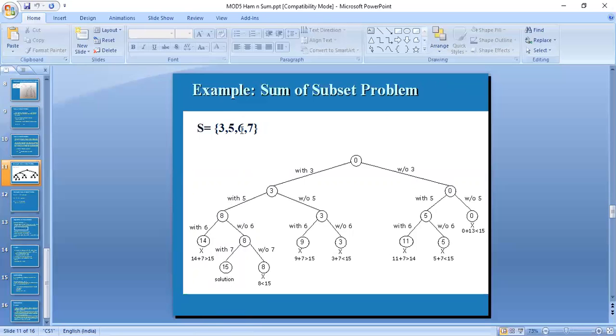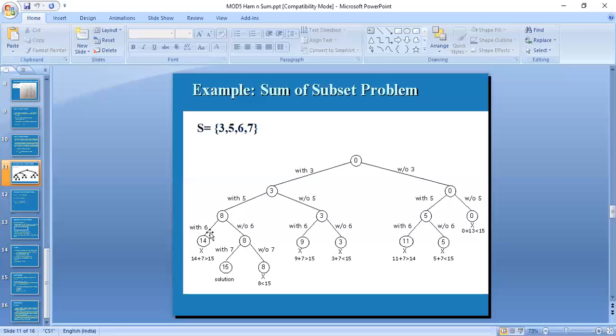So here what do we do? 14 plus 7, what is the value? It is greater than 15. So it is a non-promising node. If you are not including this item, what will the value be? 14 plus 0, it will be less than 15. It cannot be neither less nor greater, so this becomes a non-promising node. We are backtracking, moving to its parent node.